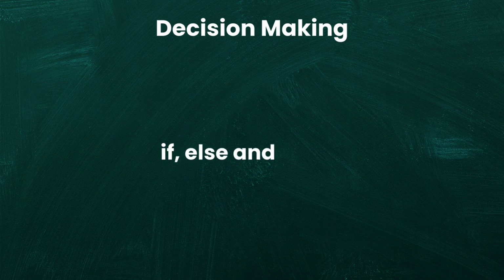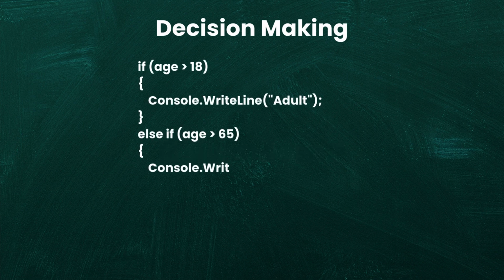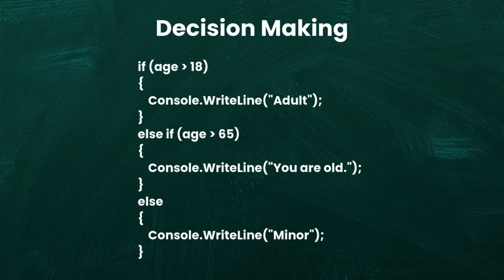Let's talk about handling decision-making when building programs in C#. For this purpose, we use conditional statements like if, else, and else if. These structures let your program react differently based on specific conditions.